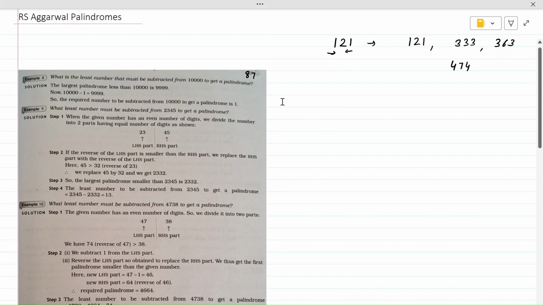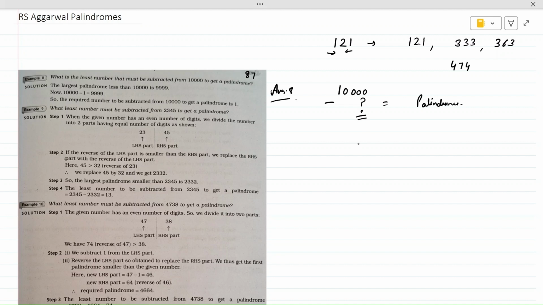So we have a number here. I'm writing the answer. We have the number 10,000, right? And what we need here is a palindrome. What is the least number which must be subtracted from this number? So we need a number which, when subtracted from this number, should give us a palindrome, right? And we have to search for this number.